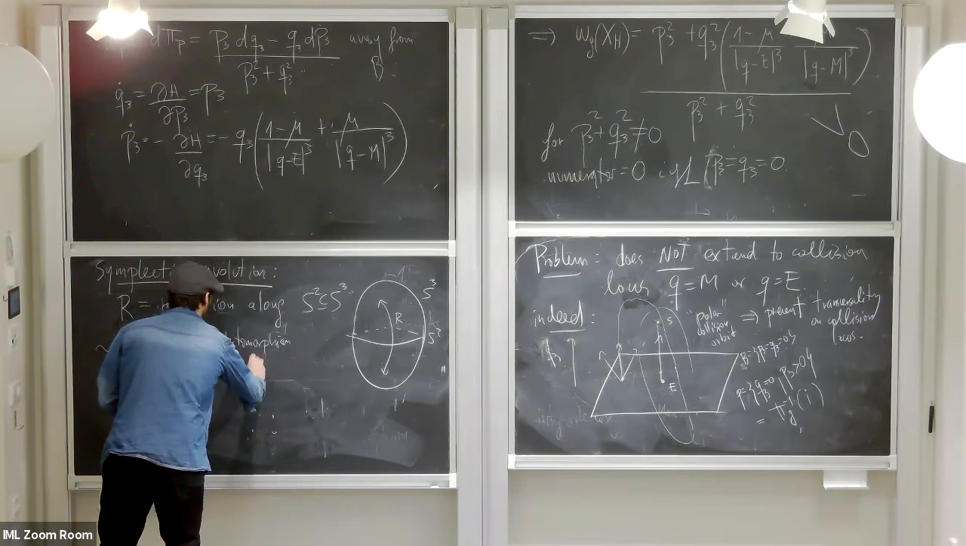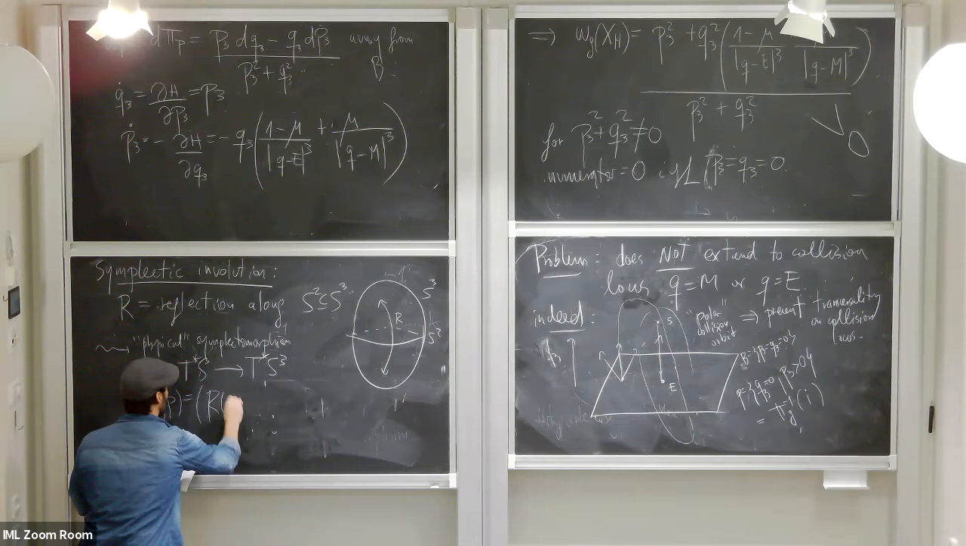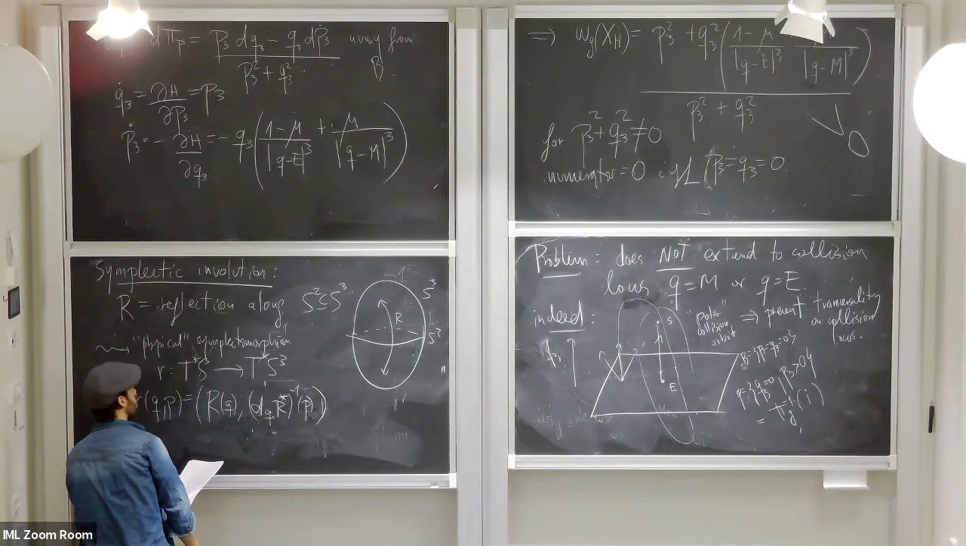So you can write it down as r(q,p) equals (R(q), the differential at q of R, star inverse, applied to p). So this is some induced map. So this is a symplectic homomorphism.